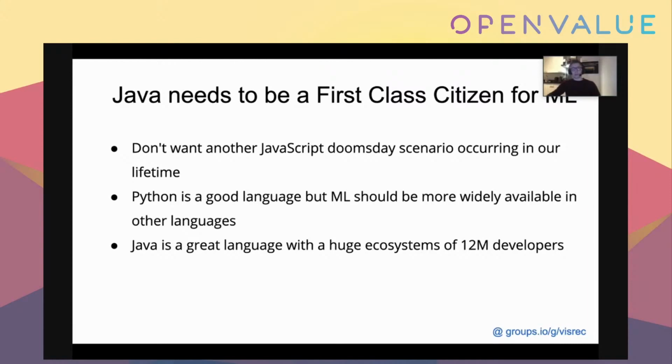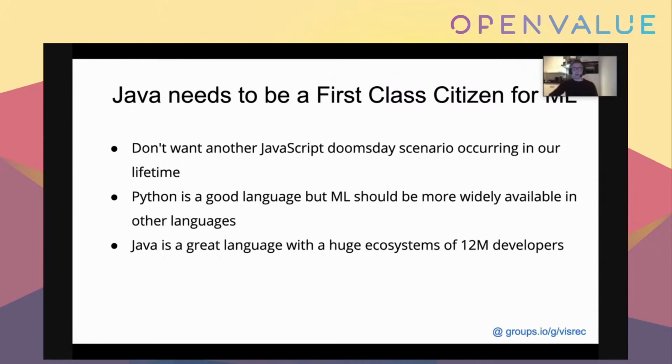As everyone knows now, JavaScript is really popular for web-based applications, and it's pretty much the only choice that you have to be doing that. And we don't want to allow Python to end up like that, so that machine learning can only be achieved via Python or another language called R.